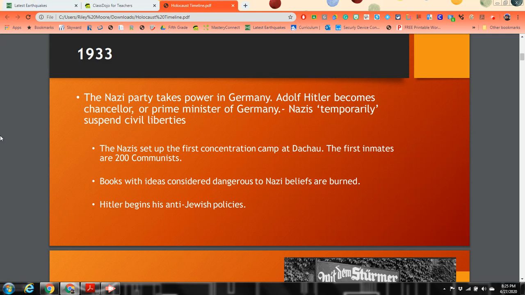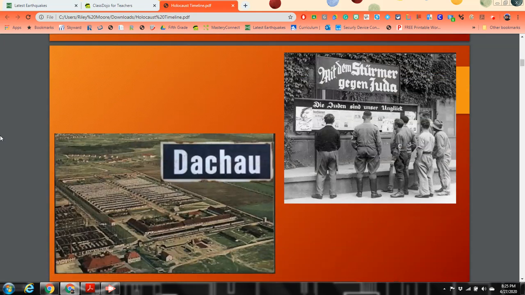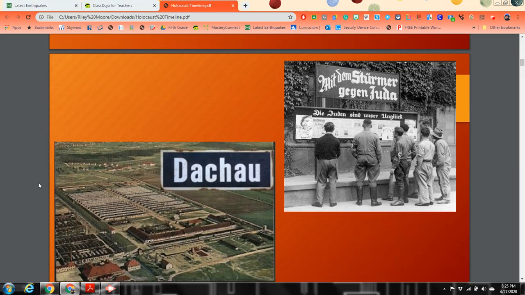Now, one of the big things that he did was Hitler was afraid of any other outside ideas. So what he did is he went in the Nazi party, got all books that he himself considered dangerous to Nazi beliefs, and they basically had a book burning party where thousands of books were burned because they went against what Hitler was preaching to his followers. Also during this time is when Hitler began his anti Jewish, or it's called anti Semitic, policies. And these policies prevented the Jewish people from doing things that they've been allowed to do for years. Now, this is a picture of Dachau. It was, like I said, the first concentration camp.